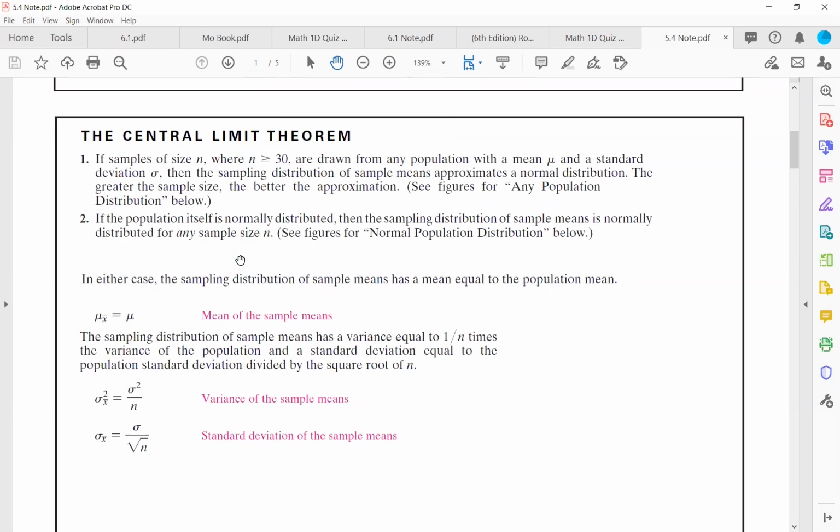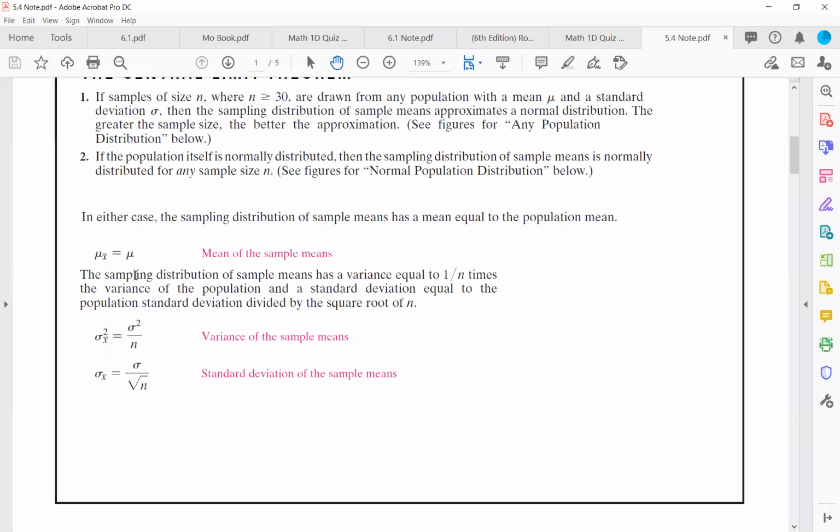So the mean of sample means is equal to the mean of the population, and the standard deviation of sample means is equal to the standard deviation of the population over square root of n.